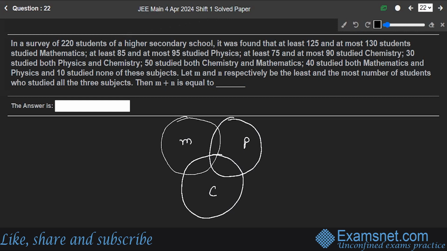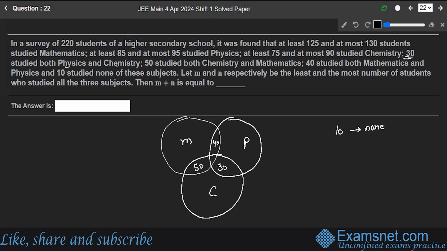In mathematics, okay, let's keep it for later. I'll first talk about the 30 students who studied both physics and chemistry. So here is 30, right? And then 50 studied chemistry and mathematics, so this is 50, and similarly 40 studied mathematics and physics. 10 studied none of these. Okay, let's write 10 studied none of these subjects.